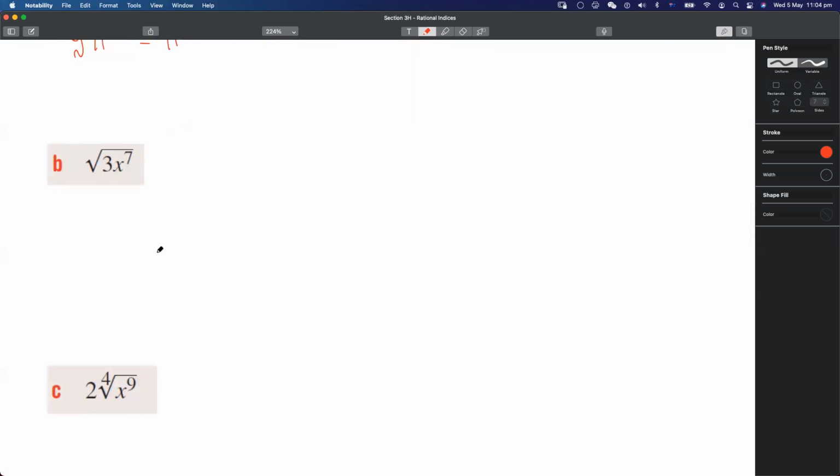Next one, square root of 3x to the power 7. So this entire thing, 3x to the power 7, to the power half. And we distribute the indices across bases: 3 to the 1/2, x to the power of 7 times 1/2, which is 3 to the 1/2 times x to the power of 7 over 2.